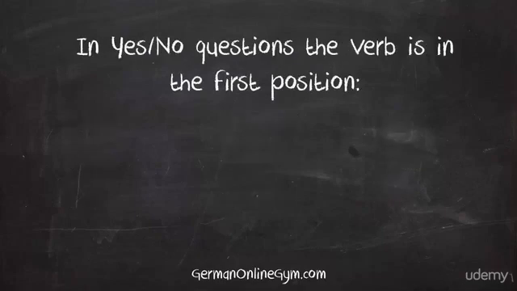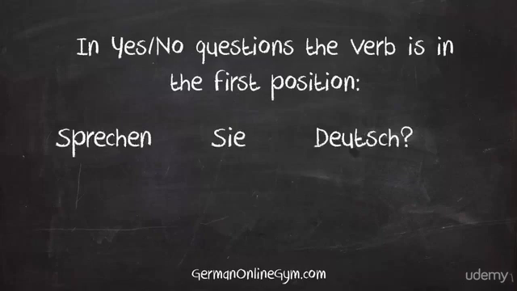A third category are questions that require a yes or a no answer. These are pretty easy to construct in German. The verb is in the first position. Sprechen Sie Deutsch? Do you speak German? But actually we say, speak you German? Sprechen Sie Deutsch?